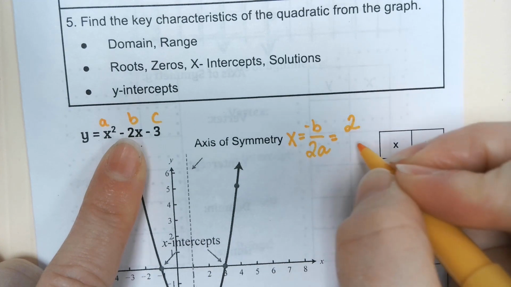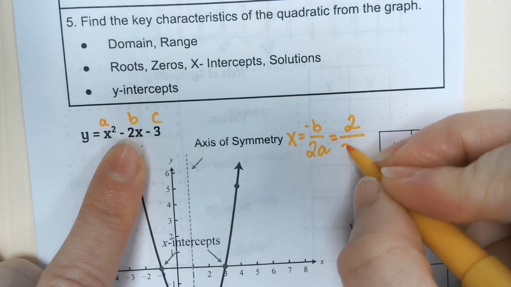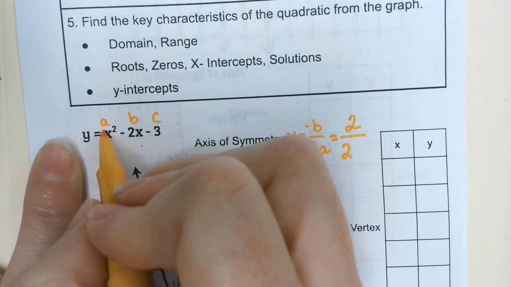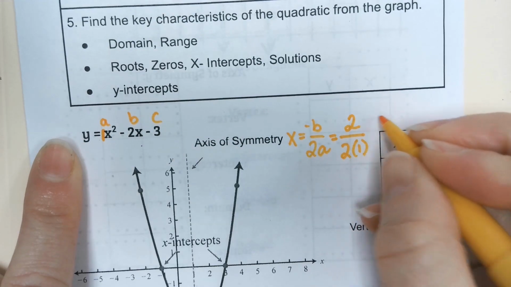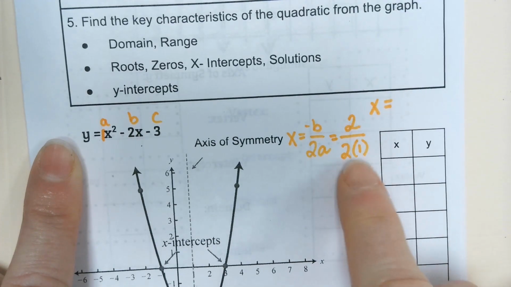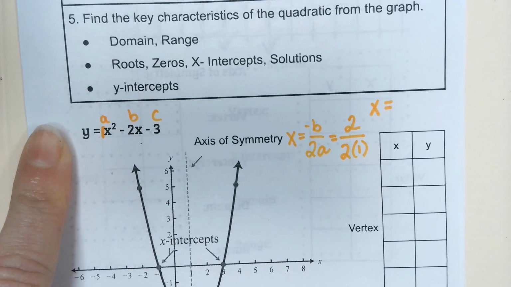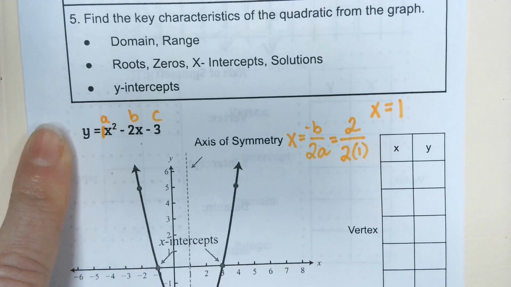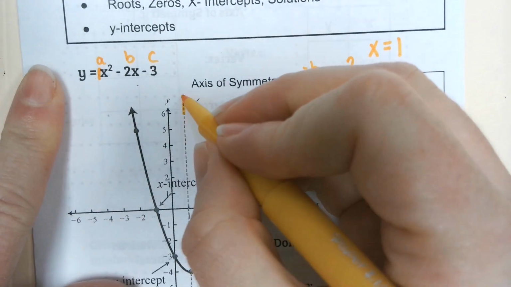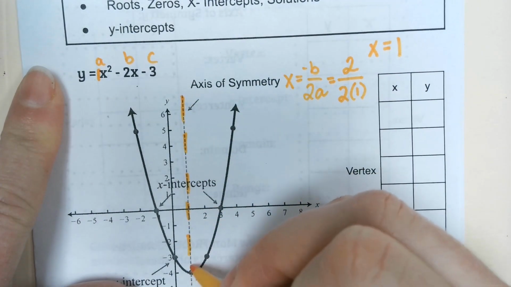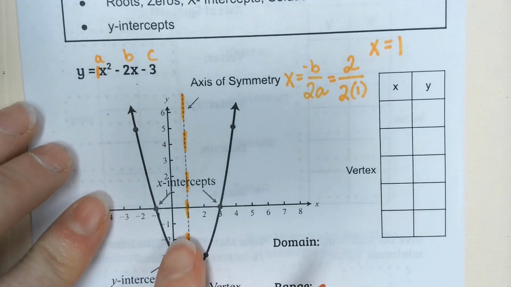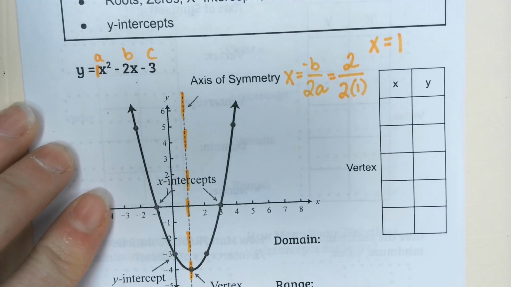So this is going to be positive 2 over 2 times a. What is the a? What's right in front? A 1. Yeah, it's that invisible 1. 2 times 1. So x equals 2 over 2. What is 2 over 2? 1. x equals 1. That's our axis of symmetry. So look at that axis of symmetry that's already drawn for us. It goes through 1. So we didn't need a graph to find it. We could just use the formula. But go ahead and make that dotted line a little darker.